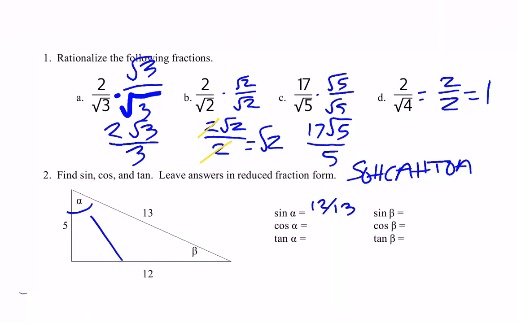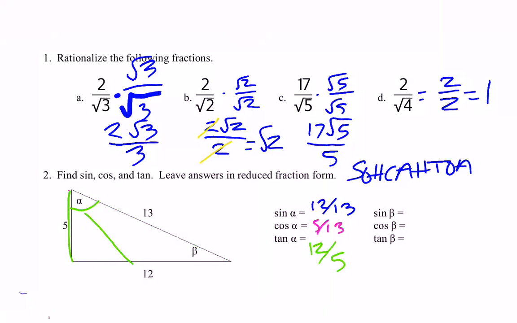If instead I want to find cosine of alpha, I need to look at the adjacent leg, 5, over the hypotenuse, 13. And then my tangent is opposite over adjacent. So looking at alpha again, the opposite leg would be 12, and the adjacent leg is 5. So tangent of alpha would be 12 over 5.